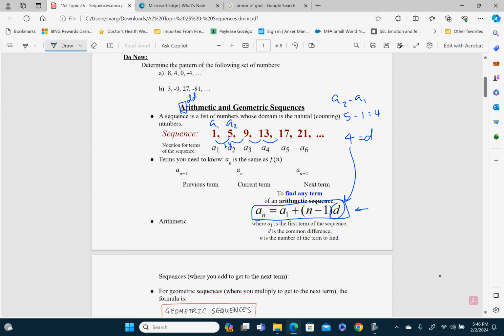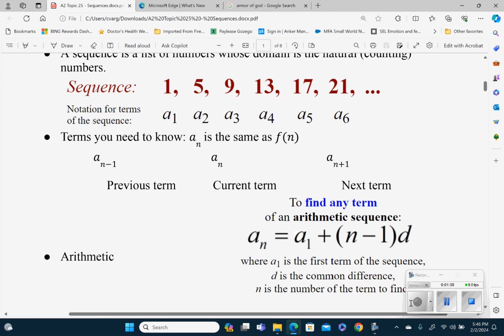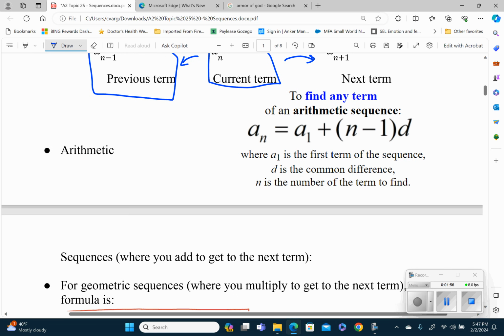All right. So things that you need to know is notation. So we have an, and an is going to represent the current term. It's the term that we're talking about currently. an minus 1 is going to be the previous term, so this is one behind. And an plus 1 is the next term, okay? That's one ahead. So arithmetic again is when you add to get to the next number.